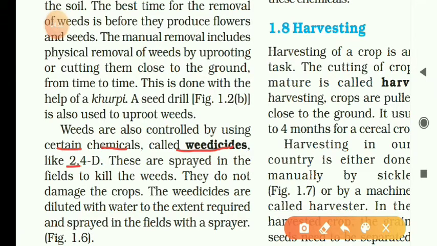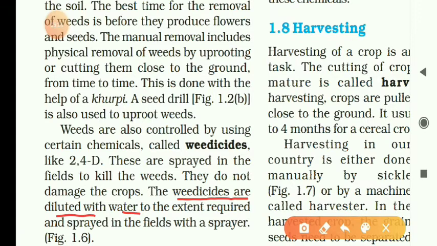Like 2,4-D chemicals. The name is given 2,4-D. And these are sprayed in the fields to kill the weeds. The weedicides are diluted with water. Sometimes, when the doctors are giving medicine to us, the doctor will prescribe us 1 spoon of medicine and 2 spoons of water. So in this way it dilutes.